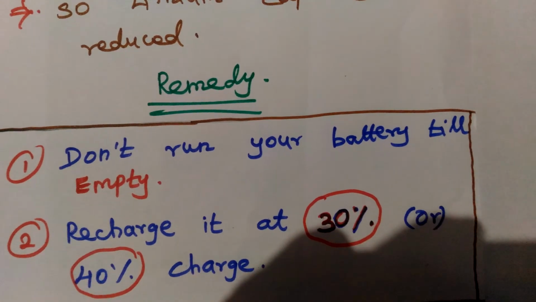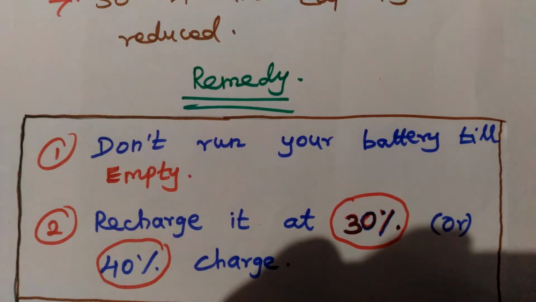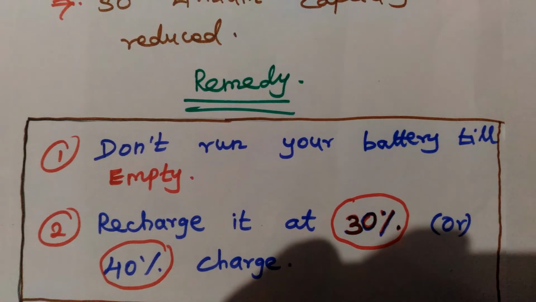So this is all the information about how the battery capacity is reduced day by day, and how to improve the battery capacity by following these two steps.